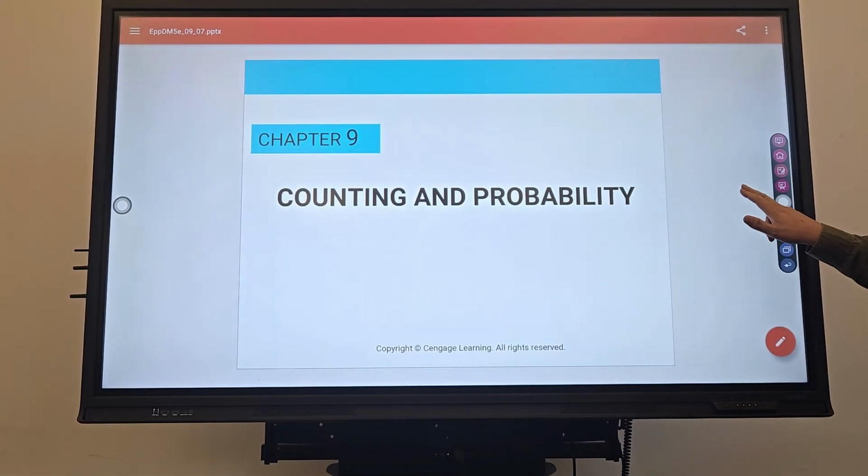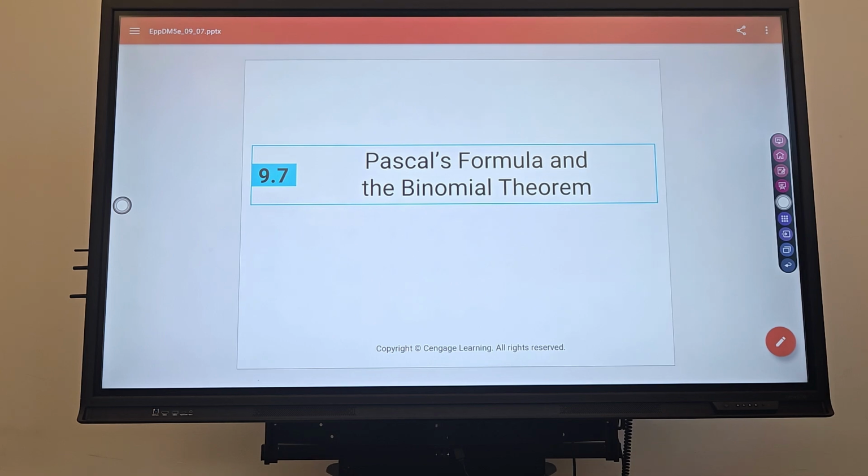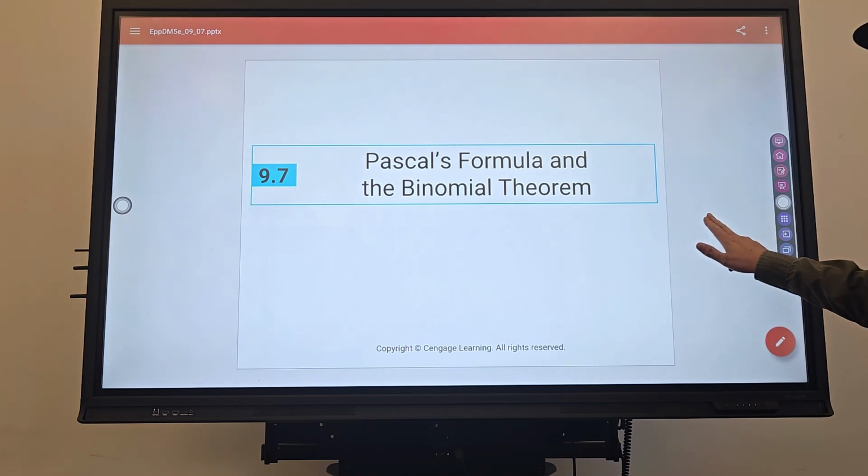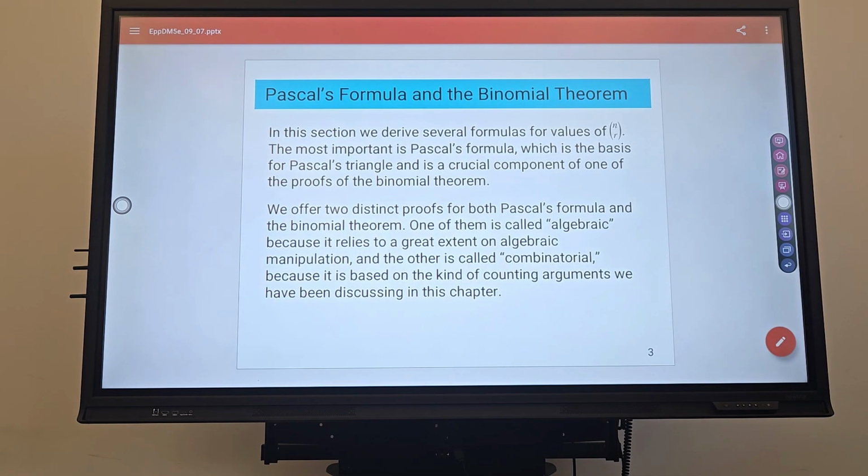Section 7 of counting and probability is Pascal's formula and the binomial theorem. And you thought you got away from the binomial theorem in Algebra 2. Not quite. In this section, we derive several formulas for the values of n choose r. The most important is Pascal's formula, which is the basis for Pascal's triangle and is a crucial component of one of the proofs of the binomial theorem.